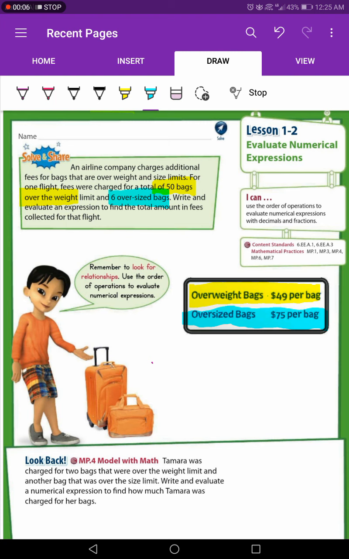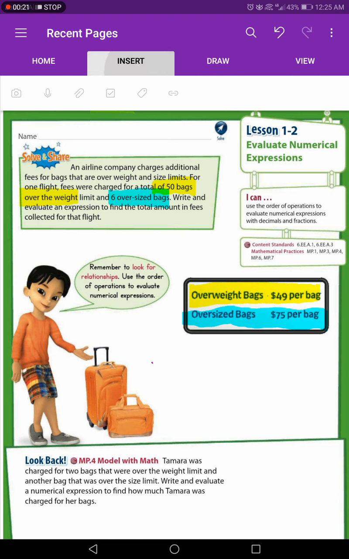Our lesson today is evaluate numerical expressions. Our objective is use the order of operations to evaluate numerical expressions with decimals and fractions. On the solve and share problem.